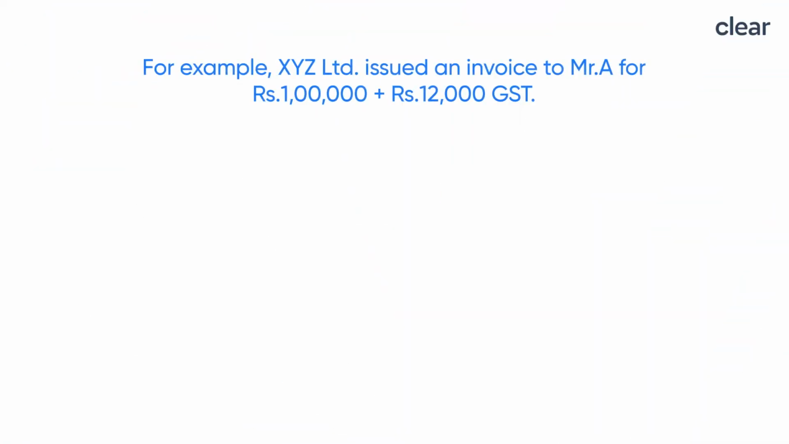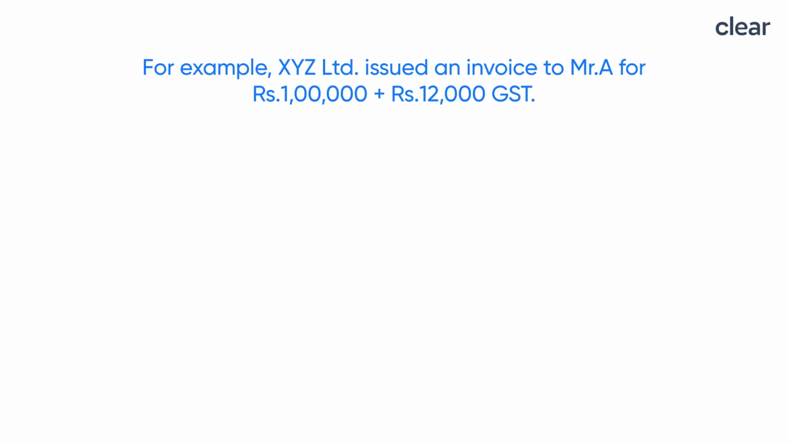Well, the CBIC has clarified that as long as dealer pays the value of the supply as reduced after adjusting the post-sale discount in terms of the financial or commercial credit notes plus the amount of original tax charged by the supplier, then the dealer will not need to reverse the ITC attributed to the post-sale discount offered by the supplier. For example, XYZ Limited issued an invoice to Mr.